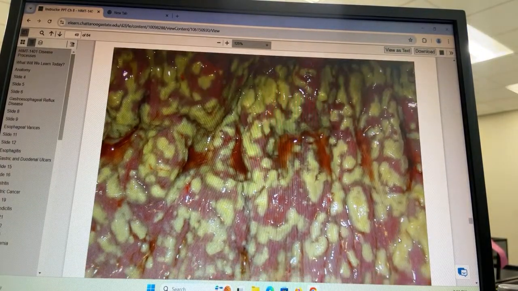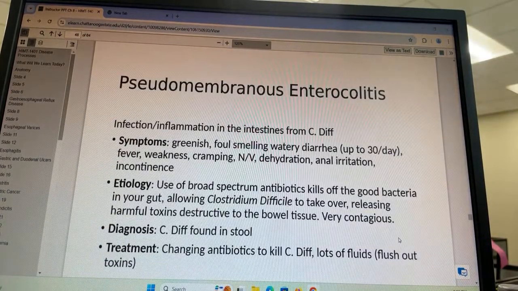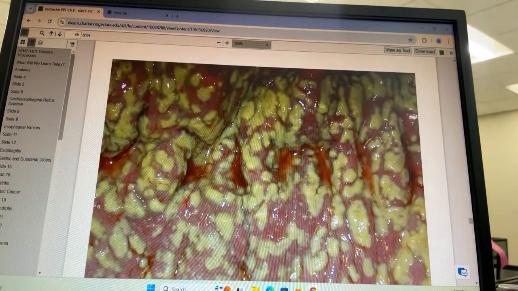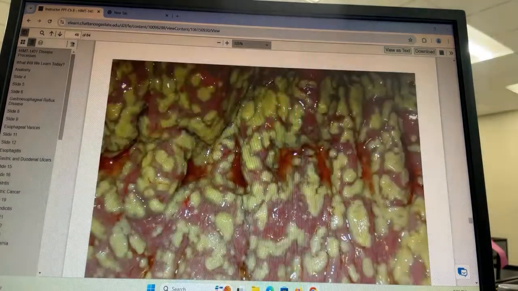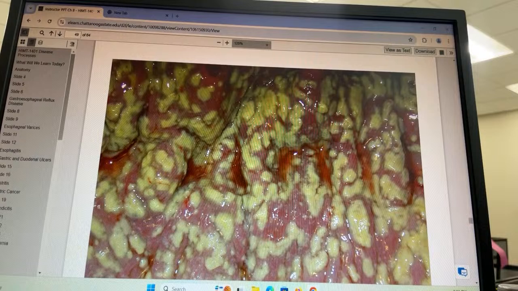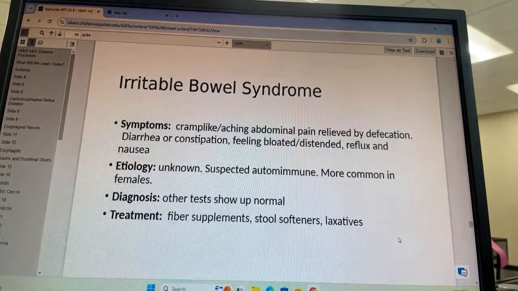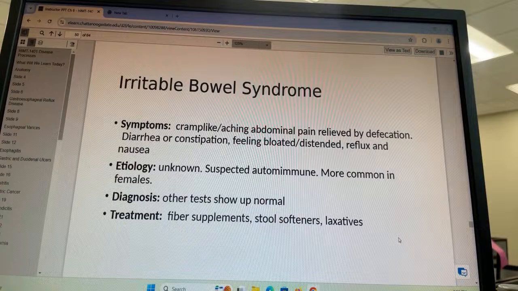This is what the gut looks like with pseudomembranous enterocolitis. This is what it looks like to have your gut overgrown with the bad bacteria. Very bad. And that's what the name pseudomembranous means. This is what the pseudomembrane is that they're referring to. You can see all the pus and the bloody stuff in the middle, all this blood here. Very uncomfortable. All right, now irritable bowel syndrome.